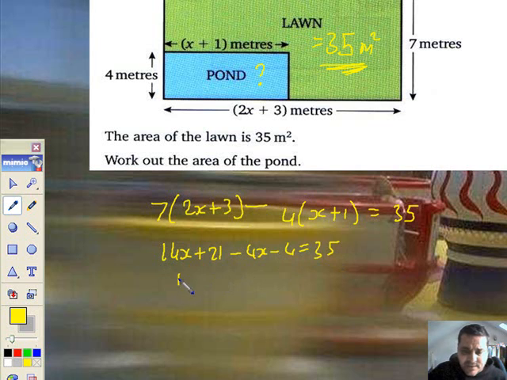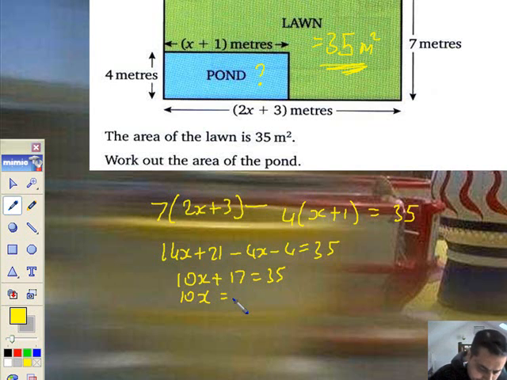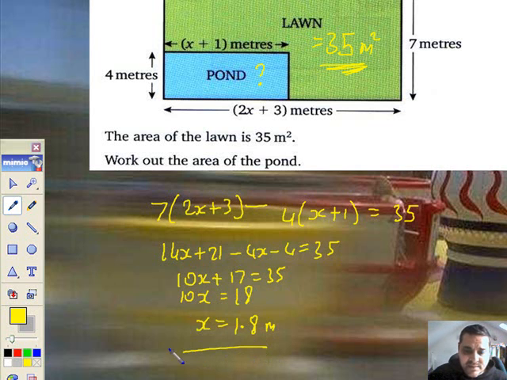Okay, simplifying. 21 take away 4 is going to be something like 17, isn't it? Equals 35. So 10x is going to be 35 take away 17, which is 18. So x is going to be 18 divided by 10, 1.8, and that'll be in meters.